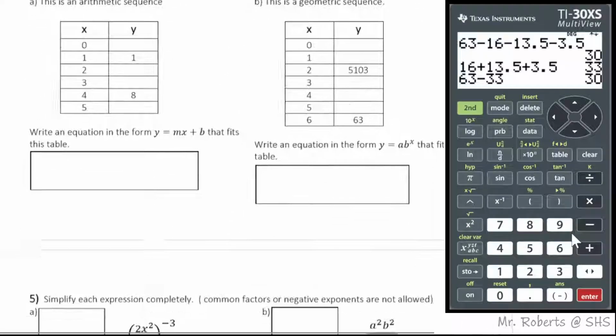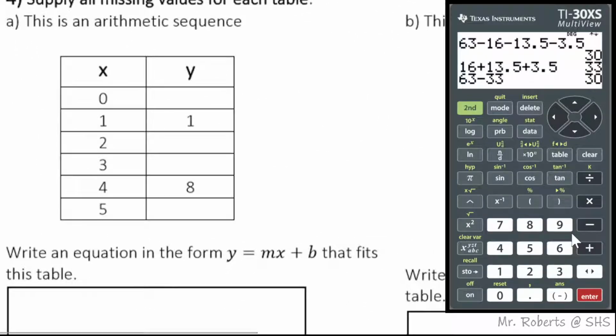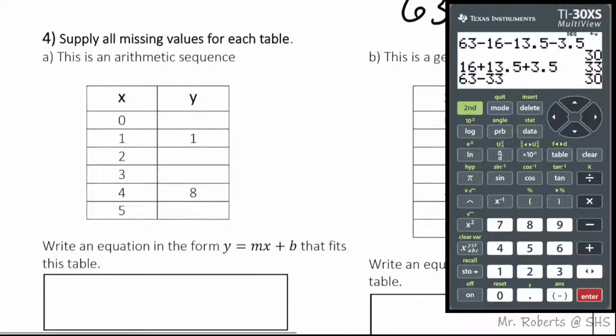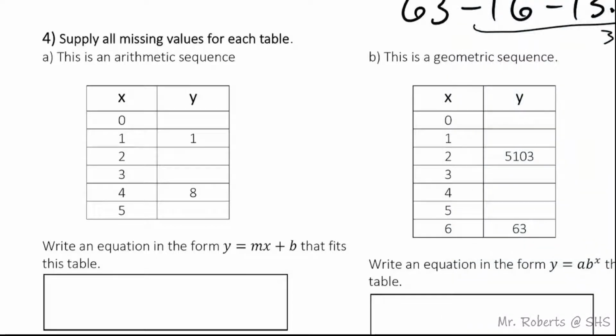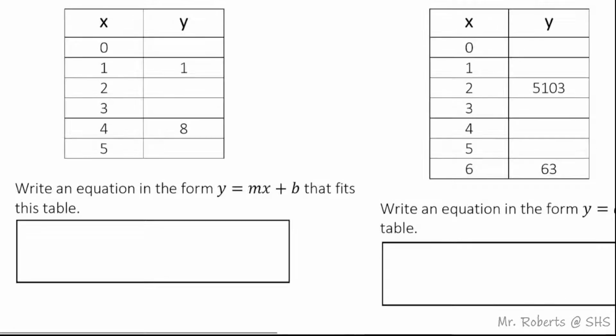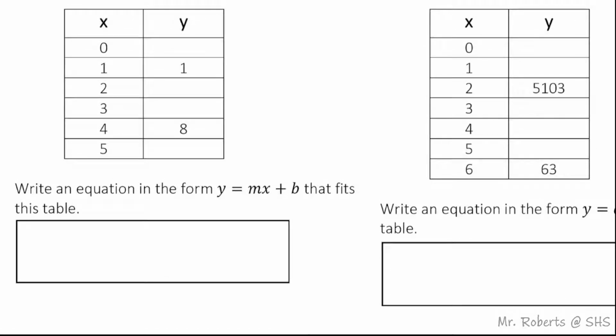Next, we have two tables here. One we're told is arithmetic. The other one we are told is geometric, and we're supposed to find the missing values of the table, but then write functions. One of them says, and I'll just read it, write an equation in the form y equals mx plus b that fits this table.